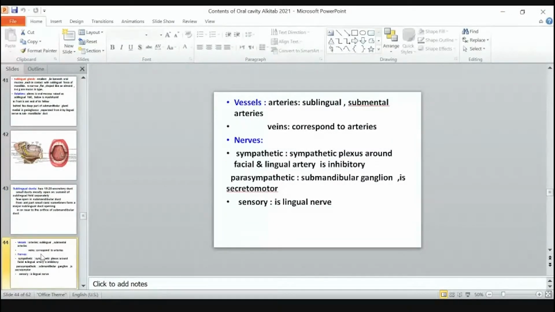Vessels, arteries, as I said, sublingual, submental arteries. Veins correspond to arteries. Nerves, sympathetic plexus around facial and lingual is inhibitory. Parasympathetic submandibular ganglia is secretomotor, and sensory is lingual nerve.